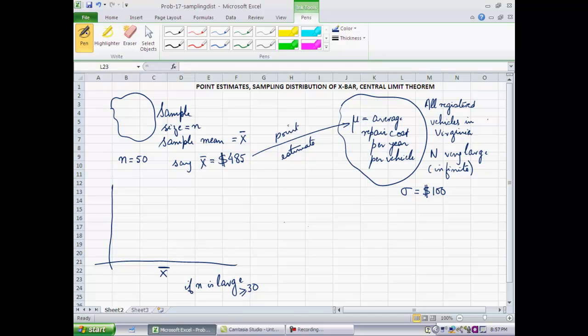Okay, so what the central limit theorem tells us is that if the sample size is large, and for practical purposes a large sample is one that is greater than or equal to 30, then the sample mean will be normally distributed. That makes life quite nice and simple for us. So regardless of what the actual cost distribution might be in the population, if the sample is large, then the sample mean will be normally distributed.